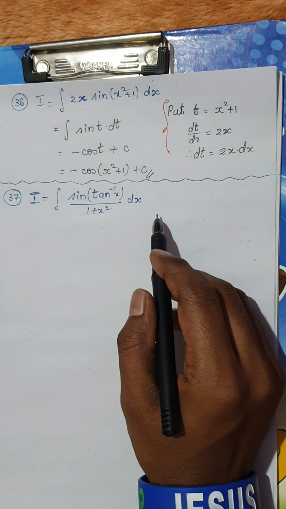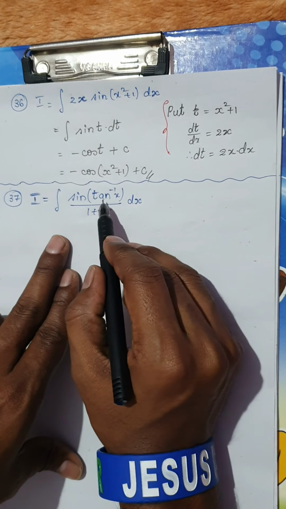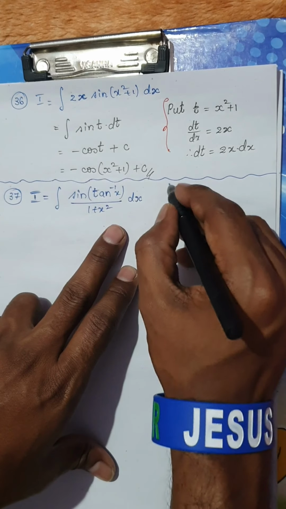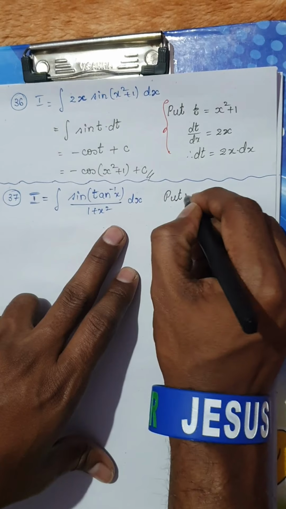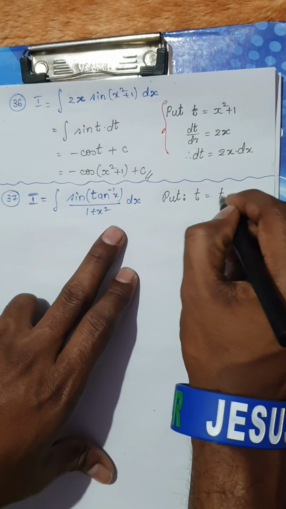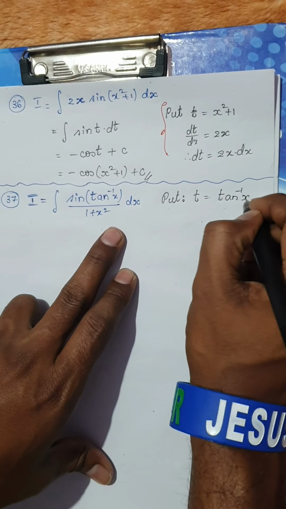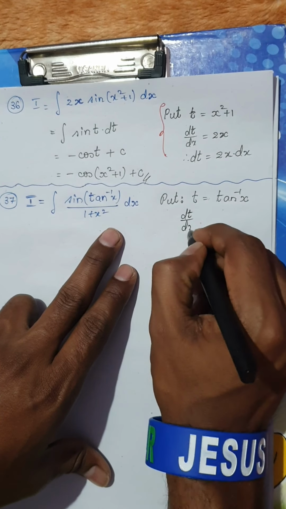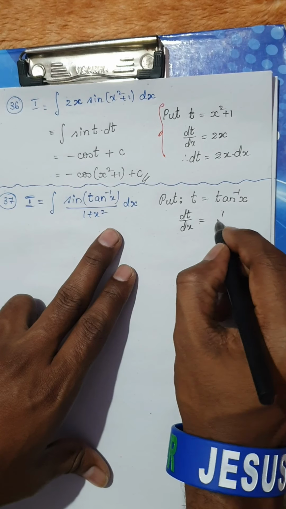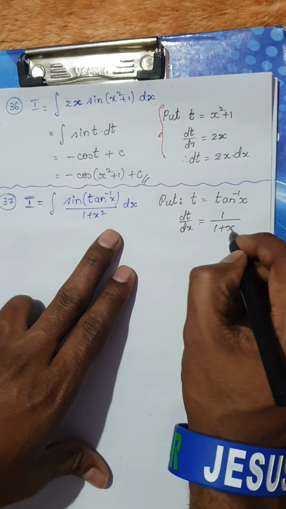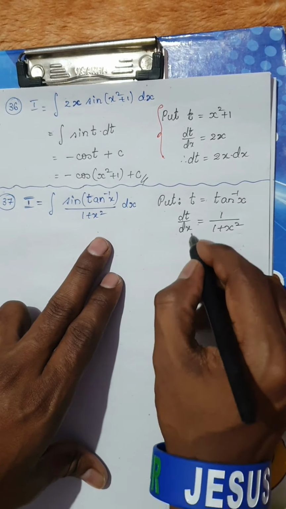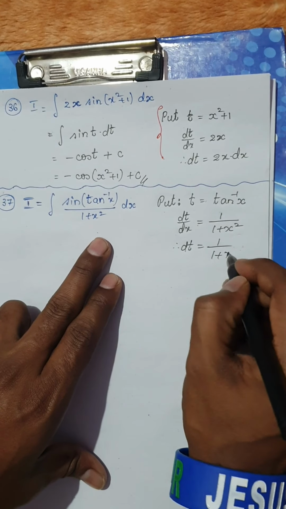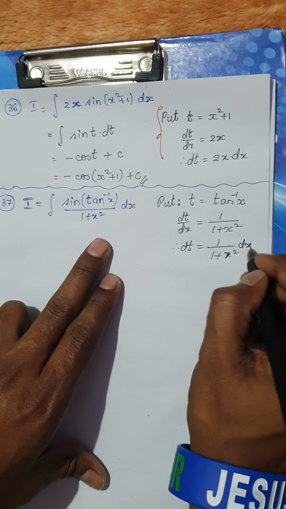The next integral we have is sine of tan inverse x divided by 1 plus x square dx. Okay. So for this question, I am going to put t as nothing but tan inverse x. So, differentiating with respect to x, dt by dx would be the derivative of tan inverse x, which is 1 divided by 1 plus x square. Therefore, dt would be 1 divided by 1 plus x square dx.